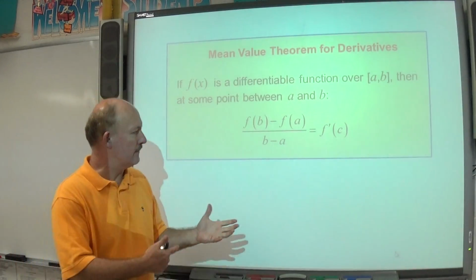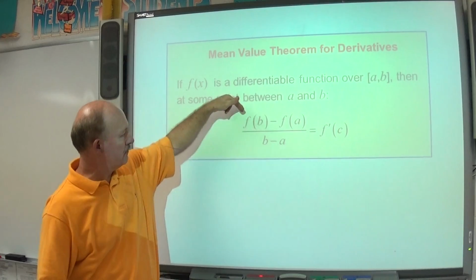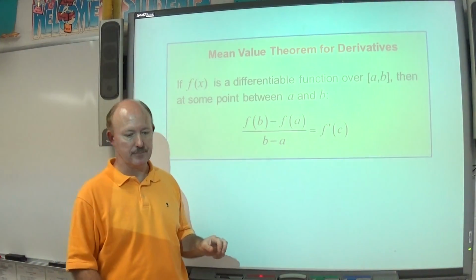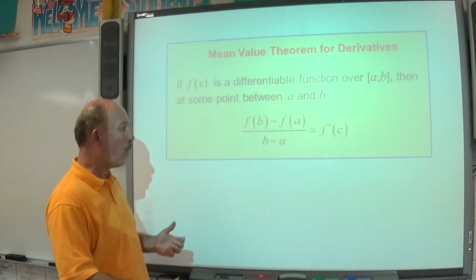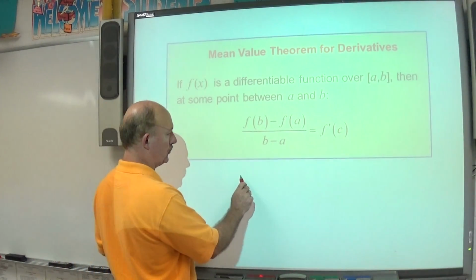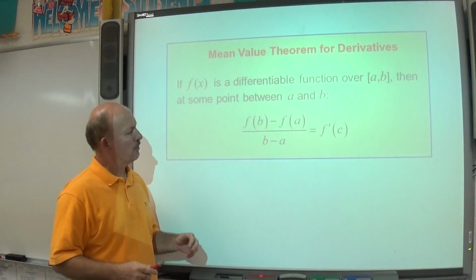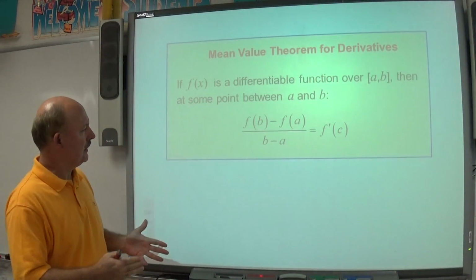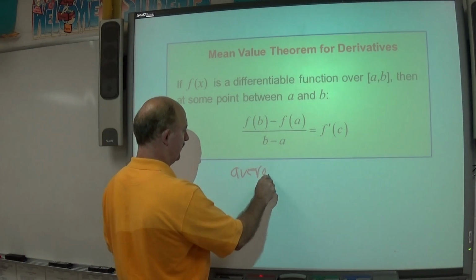When you look at the mean value theorem, what this implies simply is that f of b minus f of a over b minus a would simply be the slope of a chord from a to b. So this would be the slope of a chord, and that would equal the instantaneous rate of change. So the average rate of change.